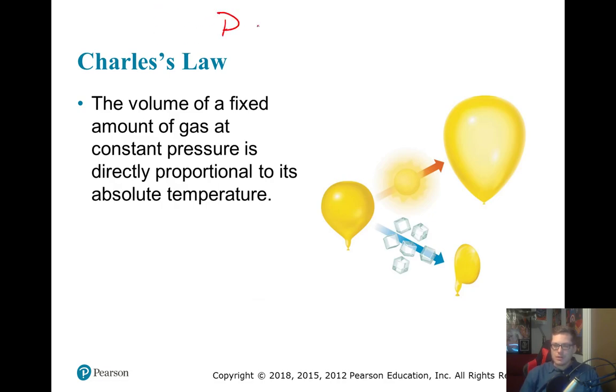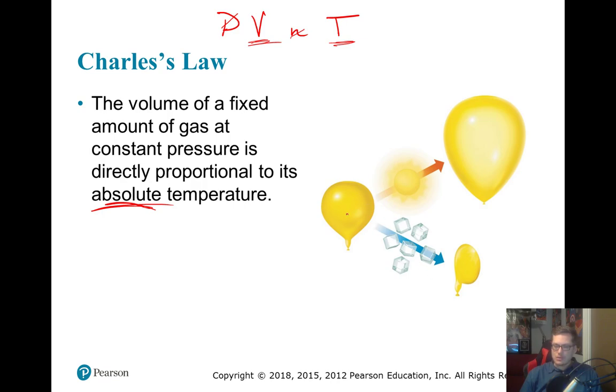Remember we have pressure, volume, amount, and temperature. In Charles's law, it says the volume of a fixed amount of gas at constant pressure is directly proportional to its absolute temperature. Now, this is an important part I'll come back to in a second. We're holding the amount of gas constant, and the pressure constant. So really, Charles's law shows the relationship between volume and temperature. As our temperature increases, the volume increases, and as the temperature decreases, the volume decreases.